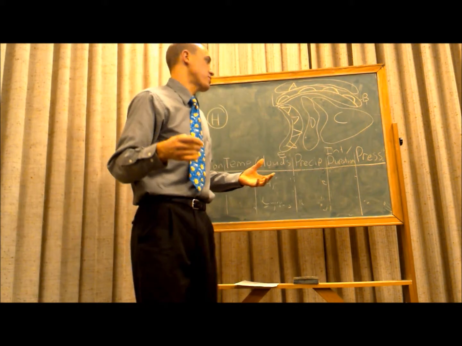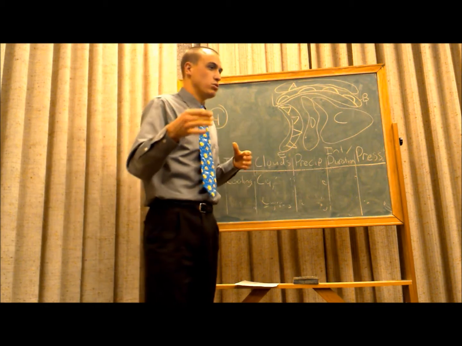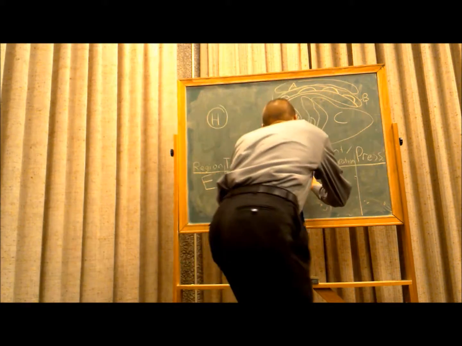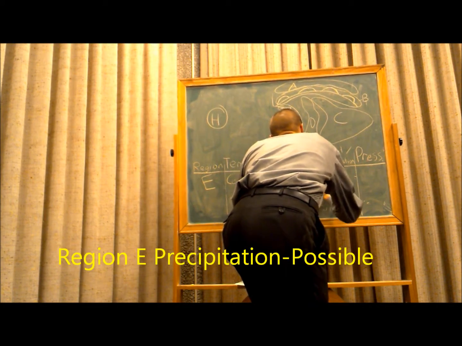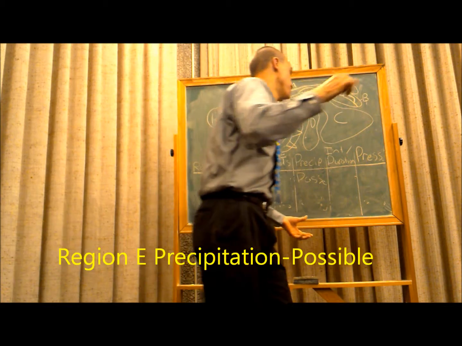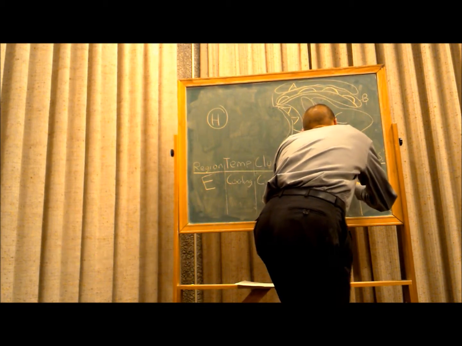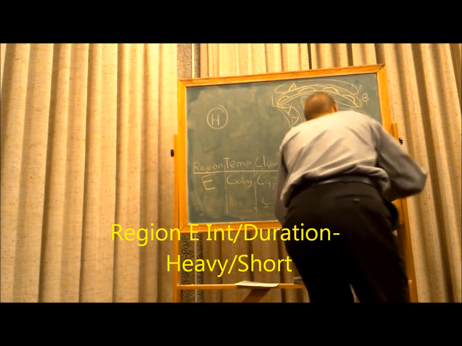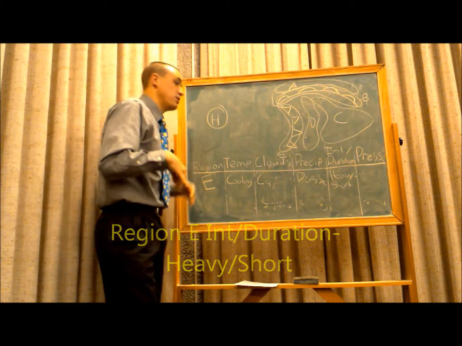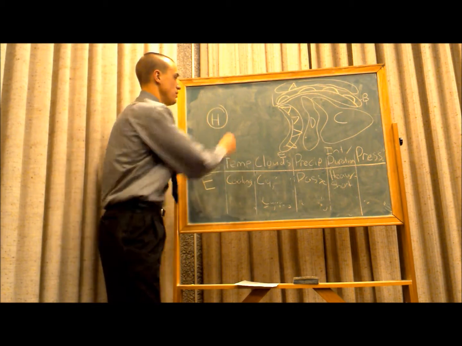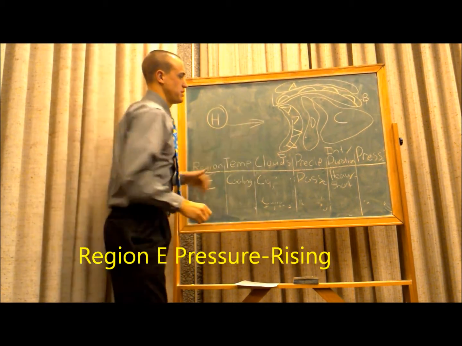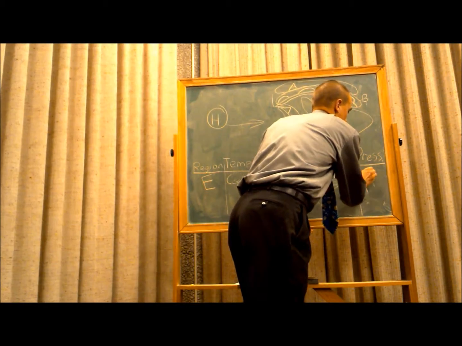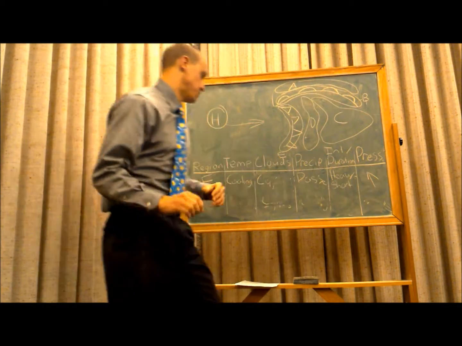The precipitation for this area is possible, and if it does rain, it's going to be heavy and short. So precipitation is possible, and the intensity and duration, if it does rain, is heavy and short. Now the pressure of this system is now going to rise. Now that high pressure system is beginning to get closer and closer to your region. So I'm going to put an upward arrow for rising pressure.